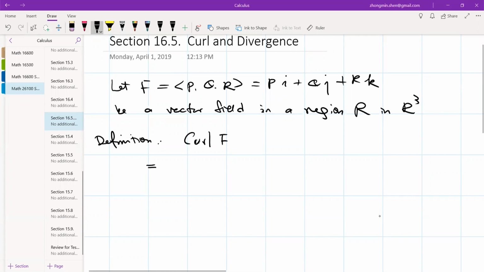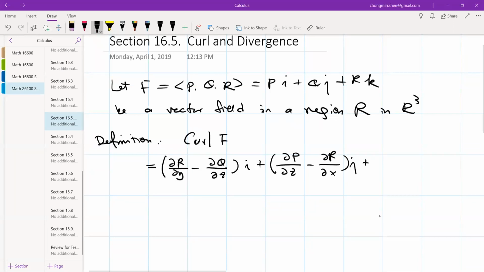Okay, it is going to be the partial derivative of R with respect to Y minus the partial derivative of Q with respect to Z. That's the first component. The second component, partial derivative of P with respect to Z minus the partial derivative of R with respect to X, that's the j. And the third one, partial derivative of Q with respect to X minus the partial derivative of P with respect to Y, that's the k. Okay. Now, it's hard to memorize that, right?